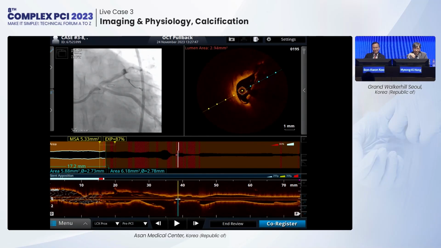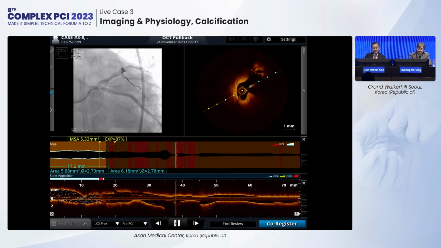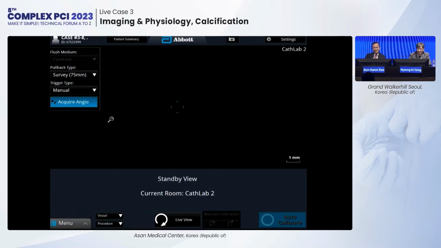Excuse me, blood removal is not so good. So retrieve the OCT catheter more proximal. Especially the left main evaluation is not poor. However, the minimum lumen area is very small.